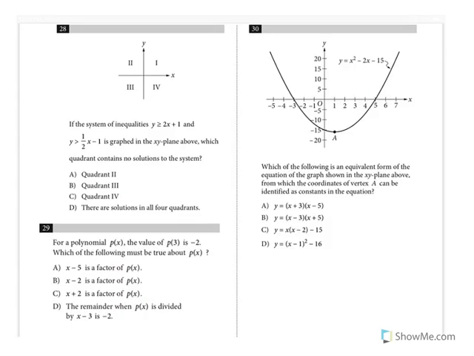If the system of inequalities, y greater than or equal to 2x plus 1, and y greater than 1 half x minus 1, is graphed in the xy plane above, which quadrant contains no solutions to the system? All right, so this one, we're going to have to graph this, just estimate it. y greater than or equal to 2x plus 1. So let's go ahead and put that in here. All right, and then y greater than 1 half x minus 1.